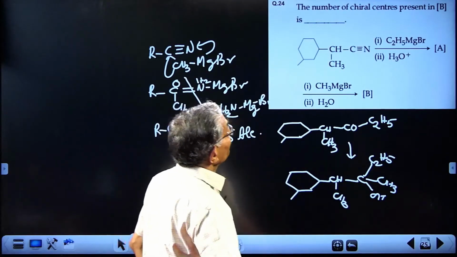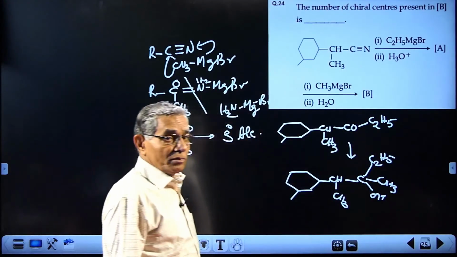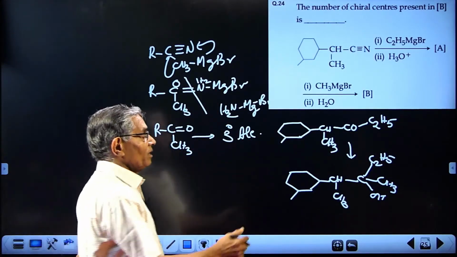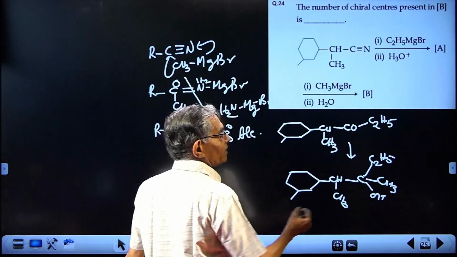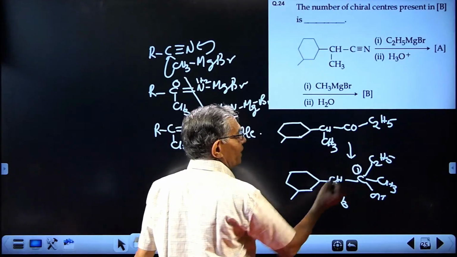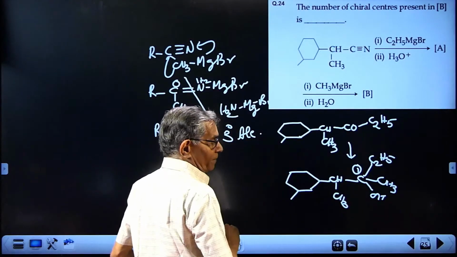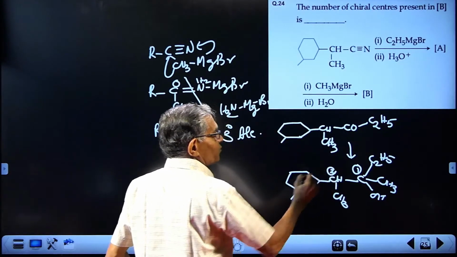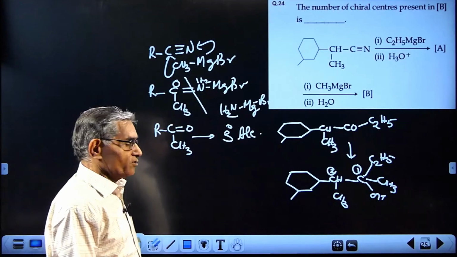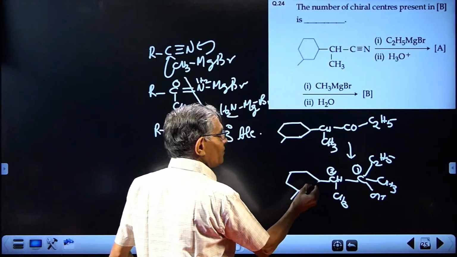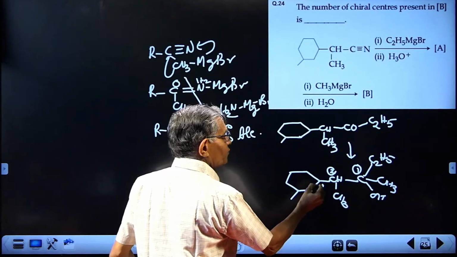Question is, number of chiral centers possible in this molecule. How many asymmetric centers are there? Definitely this is one asymmetric center: CS3, C2H5, OH and the remaining part. This is another asymmetric center, CH-CS3 followed by this group. And in this ring itself, you have got a third asymmetric center.